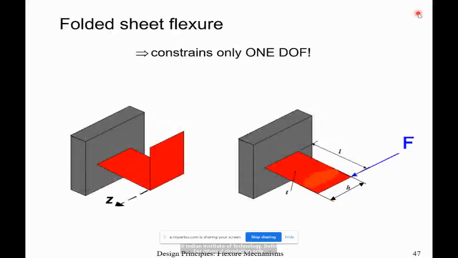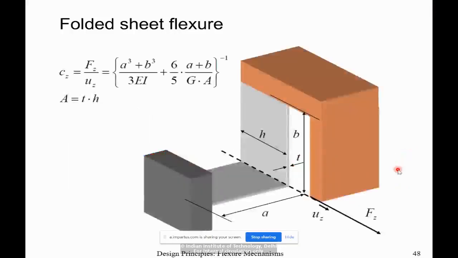So here, for a single degree of freedom constraint, we also use folded leaf springs, and I think we have already discussed it. The constraint direction is along the fold line, and this is just one illustration. If you apply F in plane, it's very stiff, and mainly the stiffness is because of bending and shear, and then we try to use the formulas to calculate the stiffness along this direction.